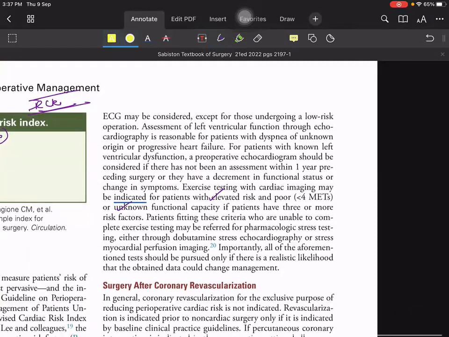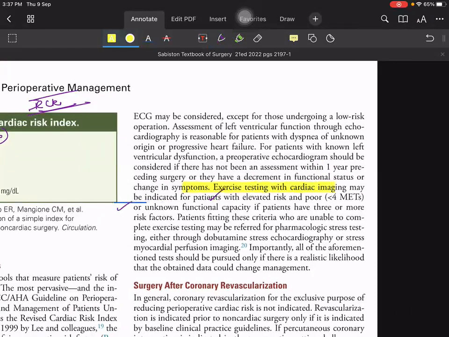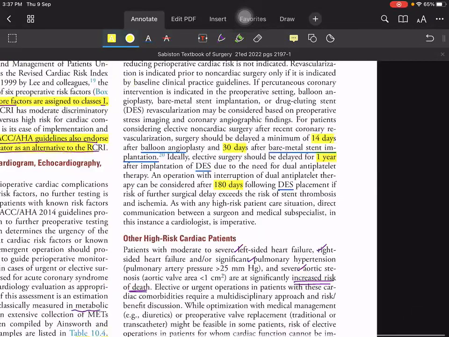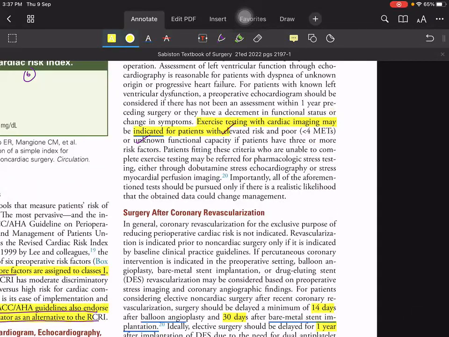So you see, exercise testing with cardiac imaging may be indicated for patients with elevated risk and poor functional capacity, that means less than 4 METs, or unknown functional capacity. When you have to go to cardiac imaging, the surgery risk also should be more, and the METs also should be poor. Like this, less than 4 METs with increased risk or unknown functional capacity, or the patient has 3 or more risk factors, then you have to go for cardiac imaging.